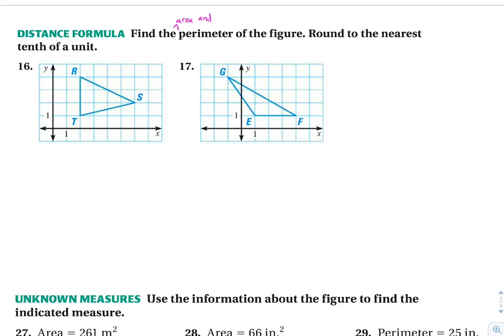Okay, distance formula. So it says find the perimeter, and I added the area. And the key here is you know that the x and y axes are perpendicular. So if I want to find the area, I can't count diagonally. I have to use the Pythagorean theorem or distance formula to find the diagonal distance, but I can count up and down, left and right.